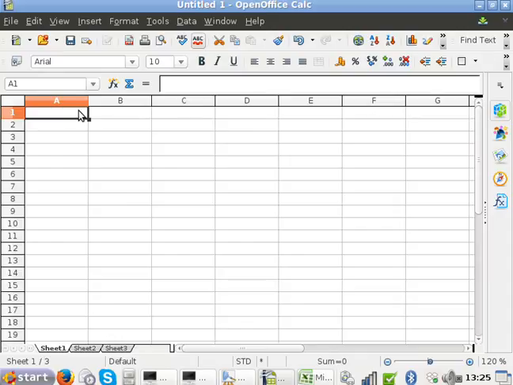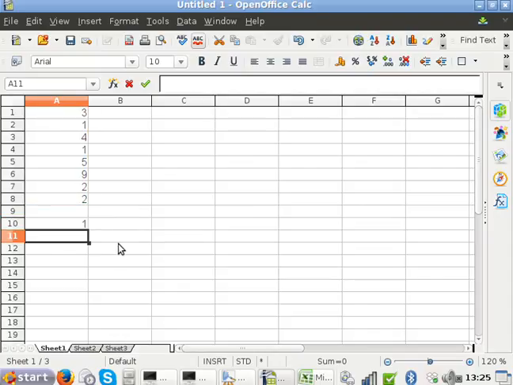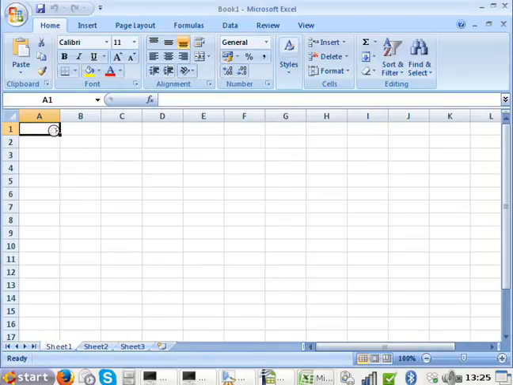Now, please give me the numbers. What are they? 3, 1, 4, 5, 9, 2, 2. Okay. So, if I ask Open Office what is the mode of these numbers, you can see, it says 1. Well, hold on now. Yusra, don't get too excited. Now, give me the numbers again. 3, 1, 4, 1, 5, 9, 2, 2.